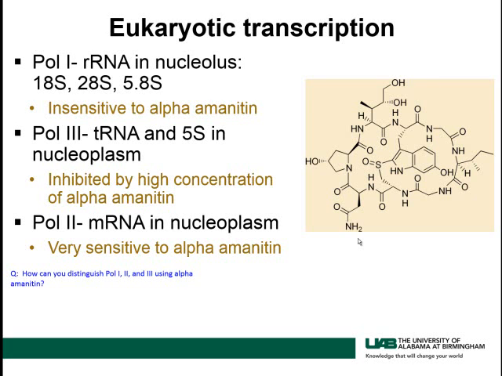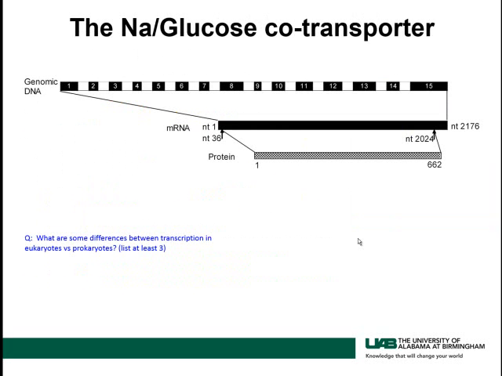So RNA polymerase 1 is insensitive to alpha-amanitin. RNA polymerase 3 is moderately sensitive to alpha-amanitin, and RNA polymerase 2 is very, very sensitive to alpha-amanitin, and that's how you can differentiate between the 3.